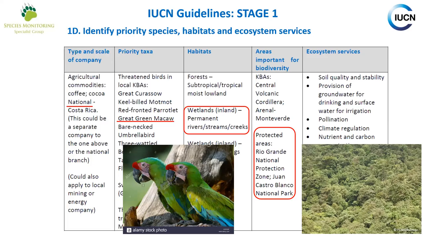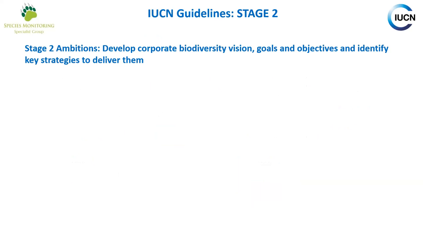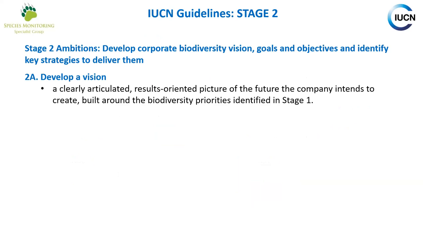Okay, so stage two, now we've established the priorities, this is about establishing ambitions. The first step here is about developing a vision. And we encourage companies to put in place a clearly articulated, results-oriented picture of the future the company intends to create, built around the priorities identified in stage one.